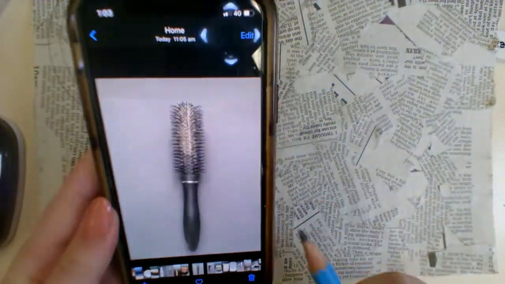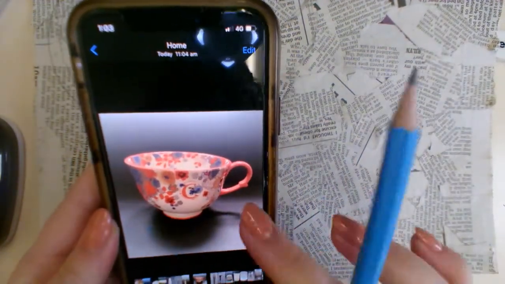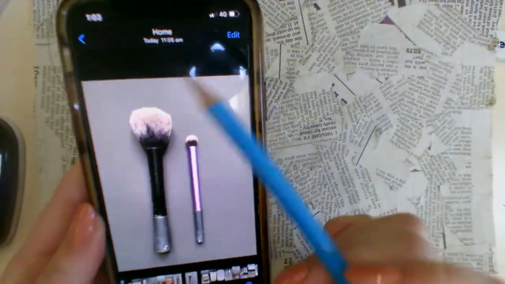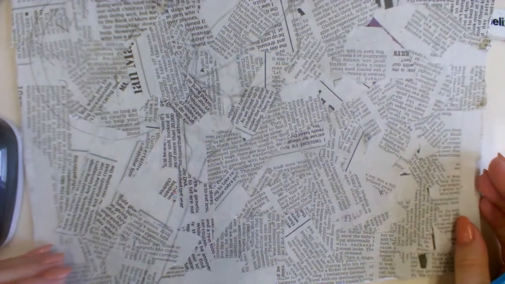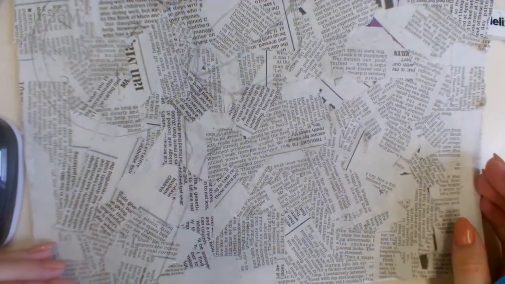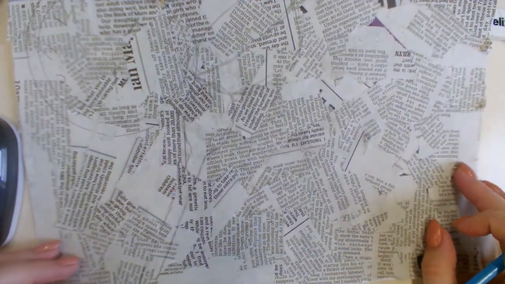So when I had a cup of coffee, when I brushed my hair and did my makeup, that sort of thing, I'm adding this. So this will turn into a whole page filled with all the objects that I have used in my day. And then we will go on to thinking about what colours we're going to use and how to paint it.